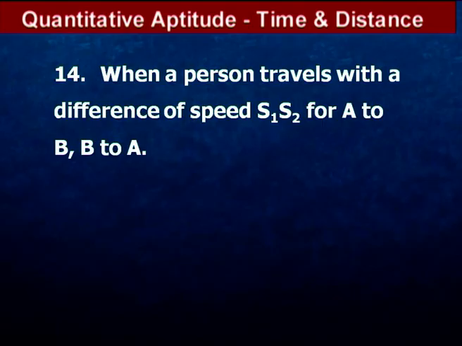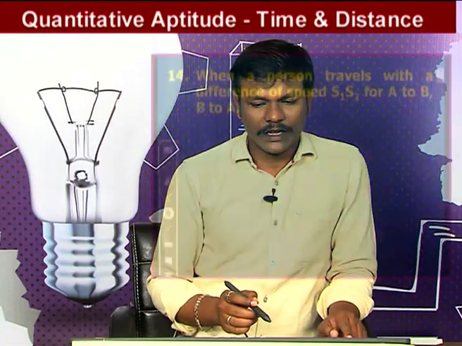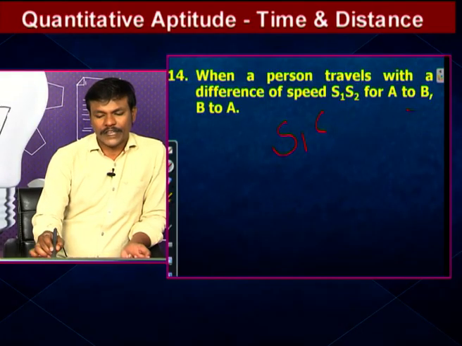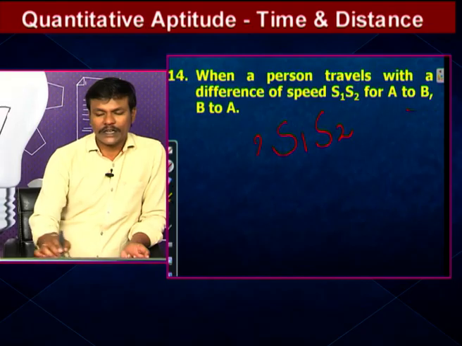The next concept is when a person travels with different speeds S1, S2 from A to B and from B to A, we formulate both. The first one is average speed. Average speed is 2 S1 S2 by S1 plus S2.